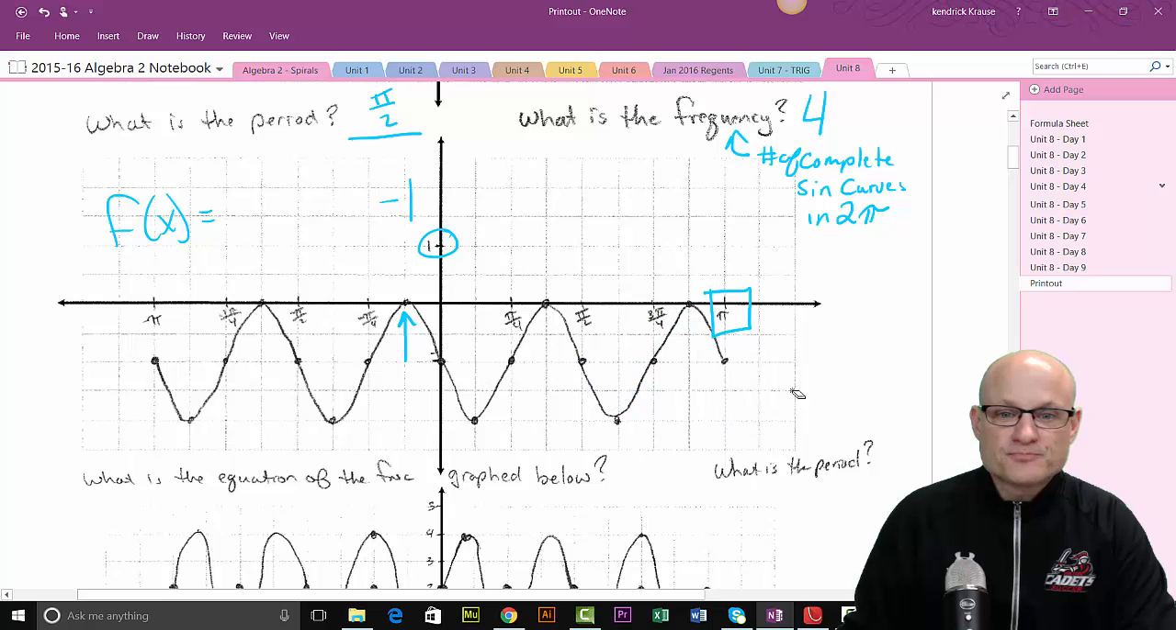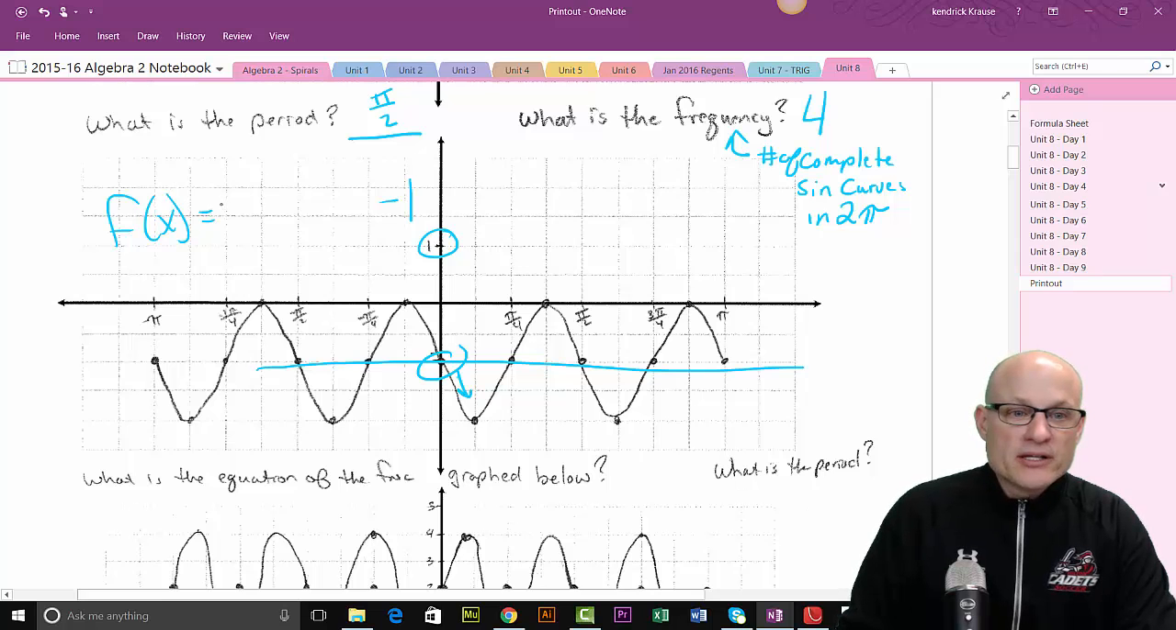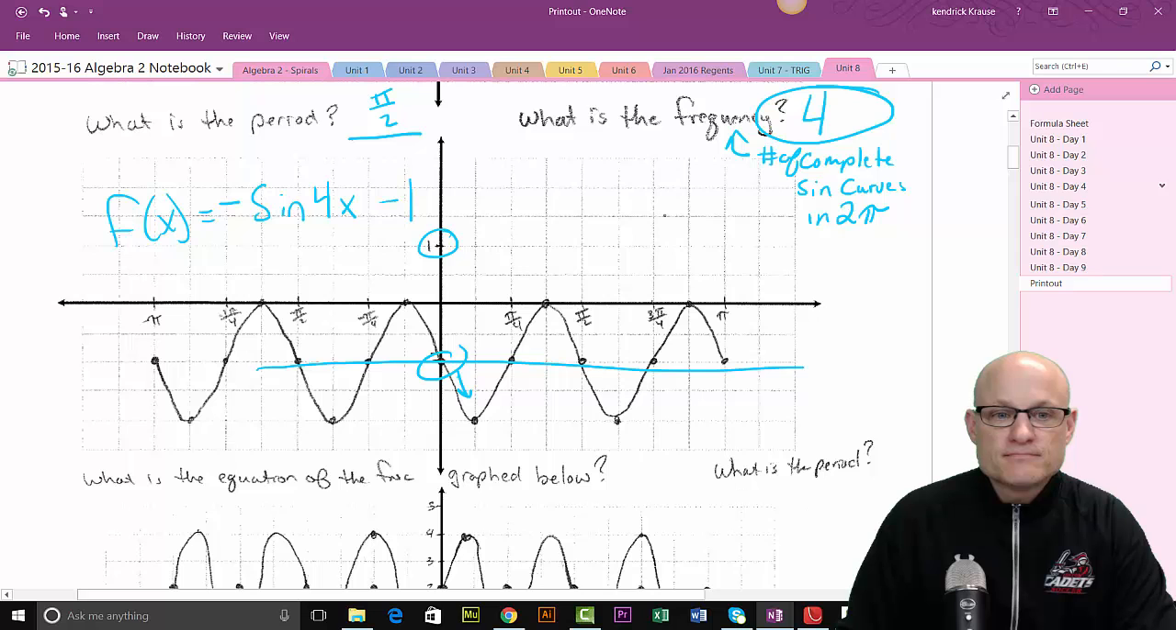Now let me erase. If this is my midline, and this is my starting point, notice I'm going down first. So that would be negative 1, or just negative sine. And we said my frequency was 4, so 4x. Now let's check period. Let's see if I got this period right. Remember, period is defined as 2 pi over B, which is pi over 2. There it is.